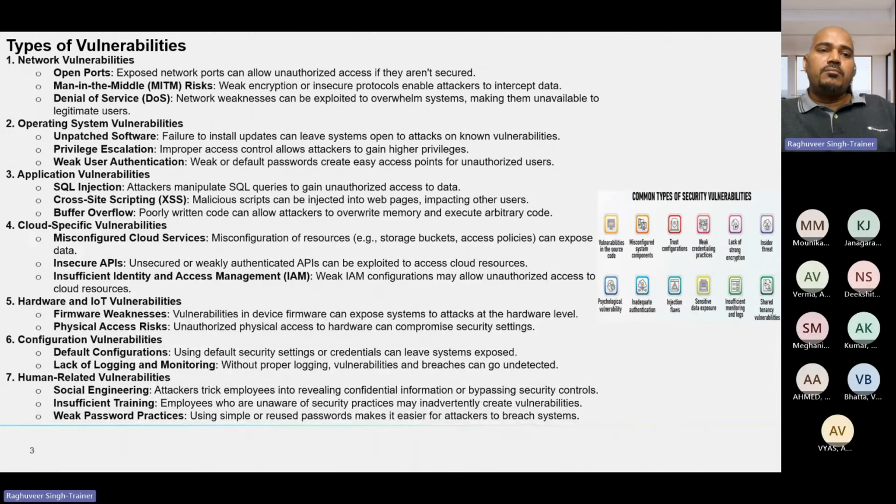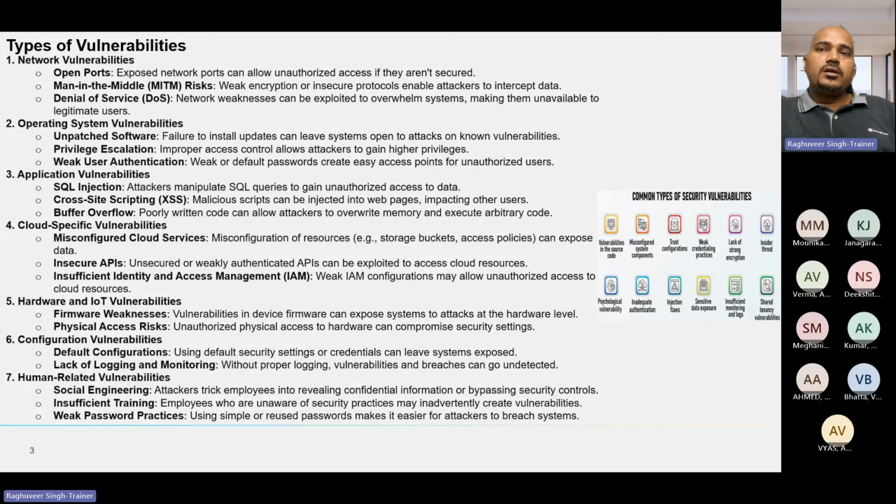A hacker can send multiple spurious requests in the form of unvalidated credentials. The application will be busy serving them and legitimate users will not be able to access the application. So that's a vulnerability. Operating system vulnerabilities: unpatched software, privilege escalations, weak user authentications. You've been dealing with them for a long time, so I will not spend time there.